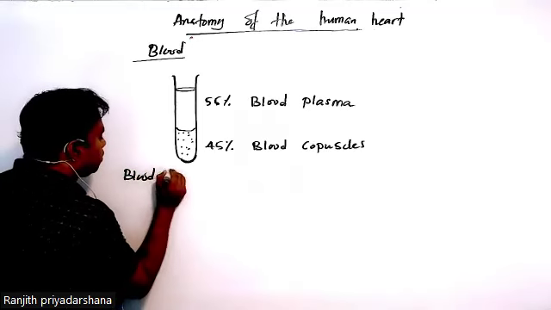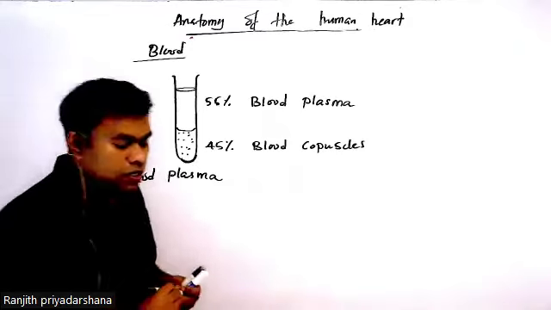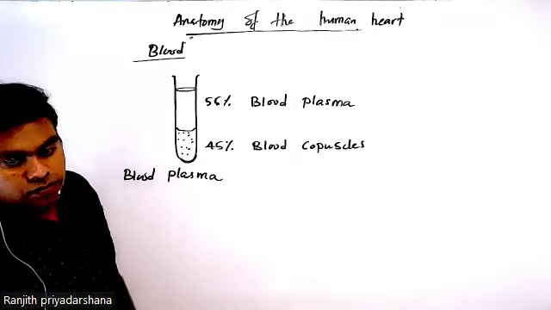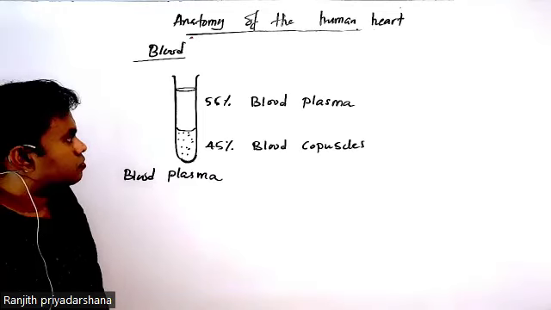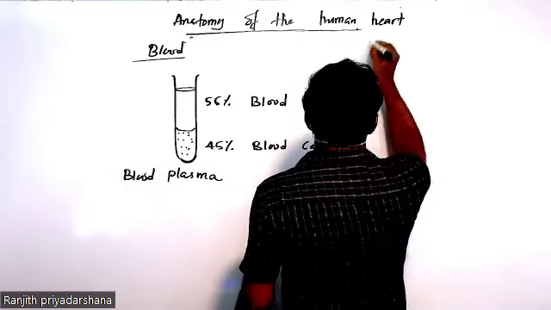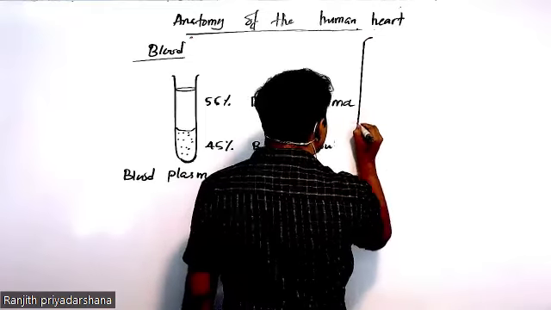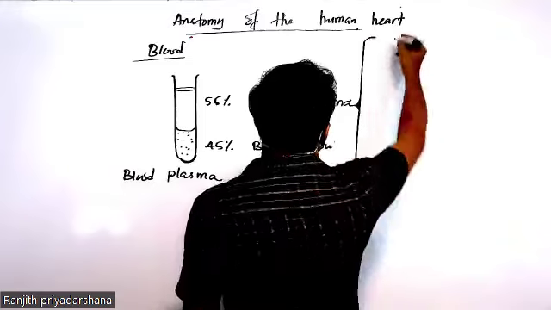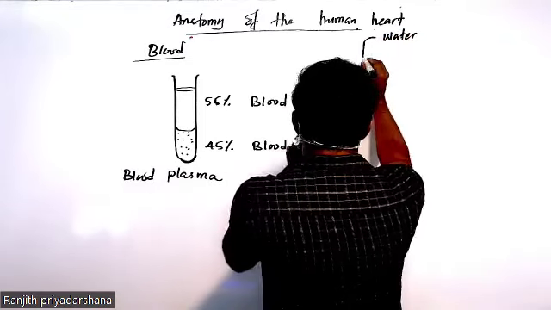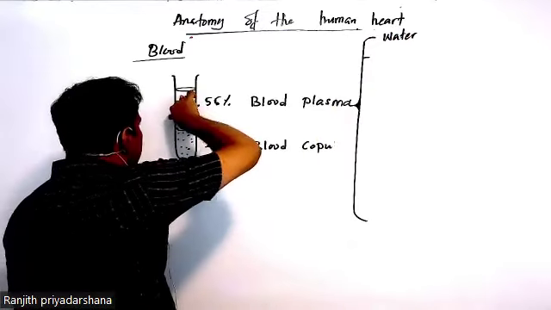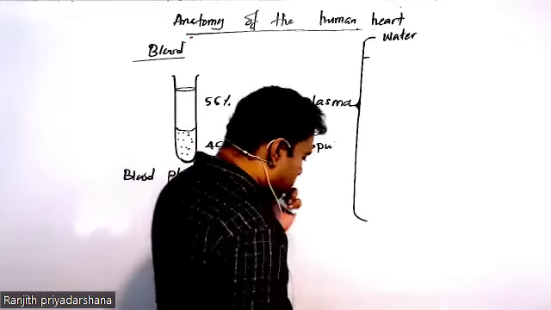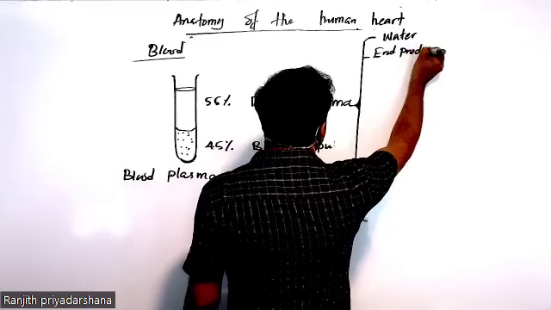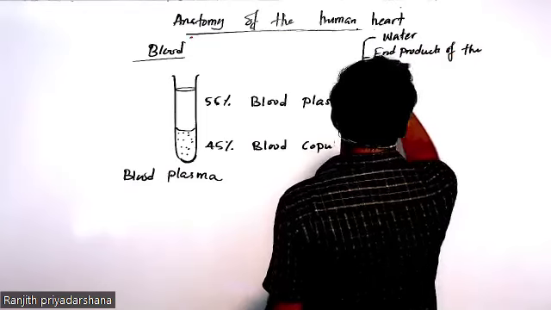Subtopic, blood plasma. Blood consists mainly of two parts, blood corpuscles and blood plasma. Right, we are going to study about this blood plasma. Mainly water and soluble things. Water. Next, end products of the food digestion, absorbed in the digestive tract. End products of the food digestion.